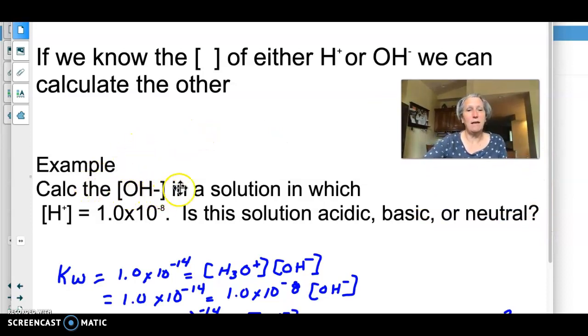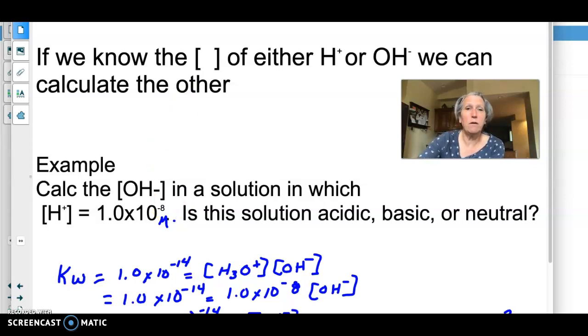Calculate the hydroxide ion concentration in a solution in which the hydrogen ion concentration is 1 times 10 to the negative 8, and I should have a unit behind there. So if we were face to face, you guys would all be saying, oh, Mrs. Snyder, you messed up. Yep, I'll make that as molarity. So 1 times 10 to the negative 8 molar. And then I'm going to ask you, is this solution acidic, basic, or neutral?